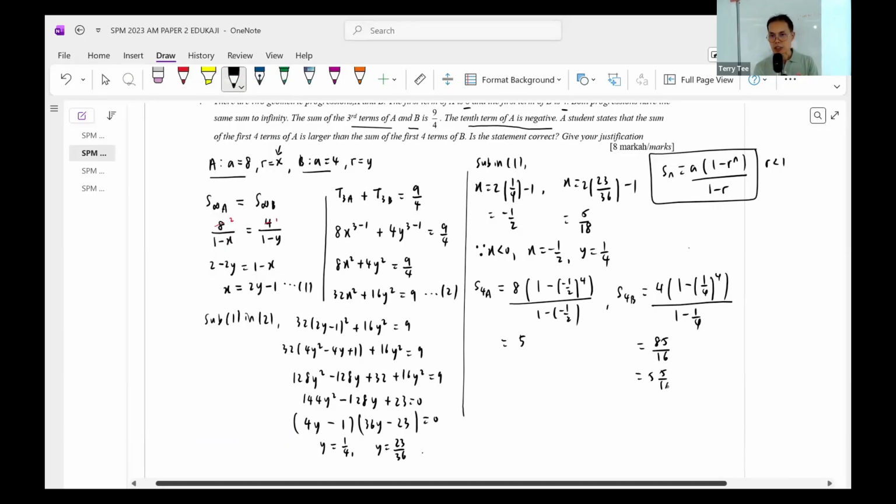Okay, the question say, the student state that the sum of the first 4 terms of A is larger than the sum of the first 4 terms of B. Is that true? No, right? The sum of the first 4 terms of A is actually less than the sum of the first 4 terms of B. So the answer is not true. From the calculation you can see it's not true.